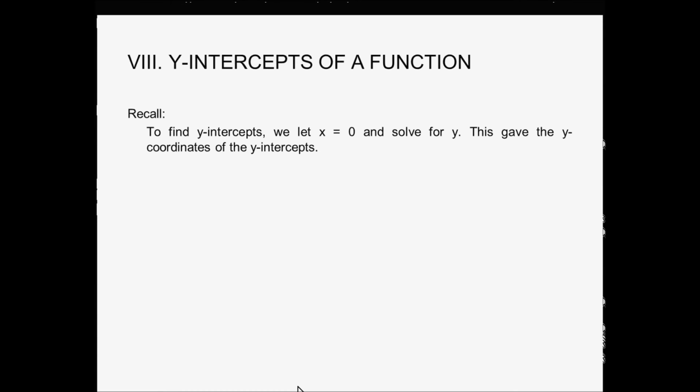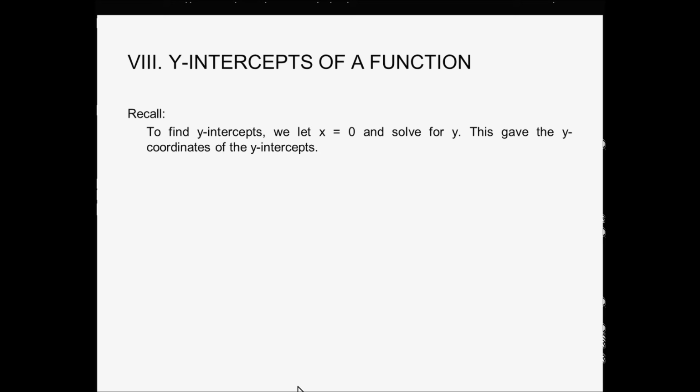Now, these last 3 functions we just looked at, they're also going to be used in this last topic for section 1.2, y-intercepts of a function. Okay, y-intercept of a function. We just really looked at zeros and x-intercepts, same procedure. So, recall, to find y-intercepts, we let x equal 0 and solve for y. That gave you the y-coordinates of the y-intercepts. Remember, you're letting x equal 0.